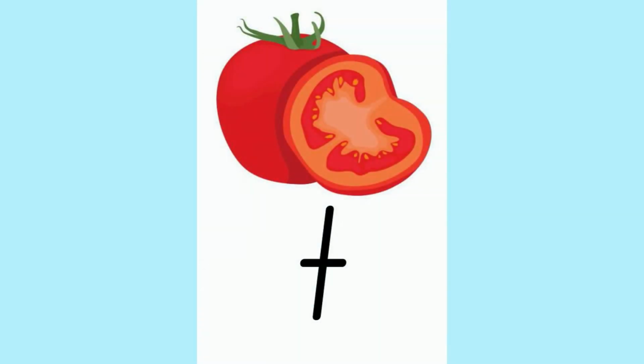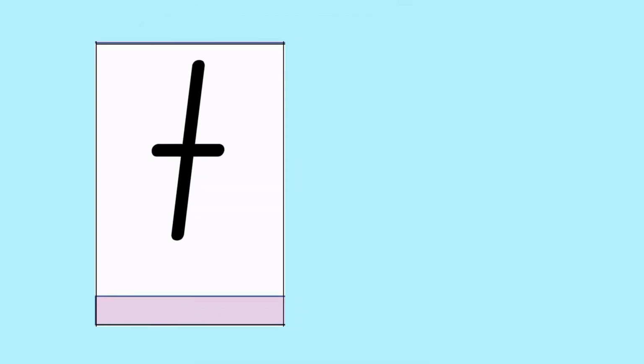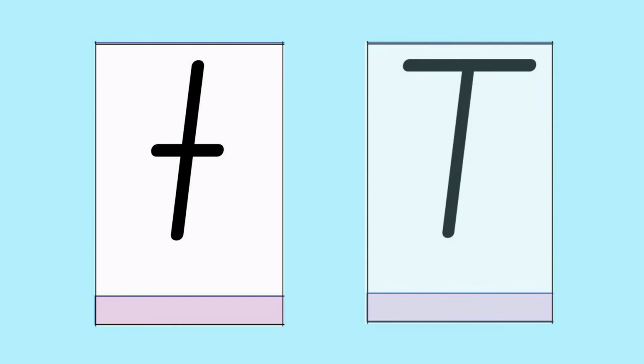The sound t is represented by the written letter T. There is another T, a capital T. Both of them are named T, and both of the sounds are t.